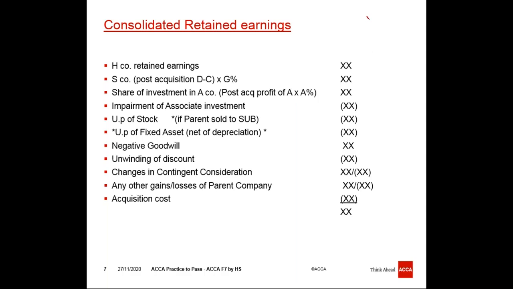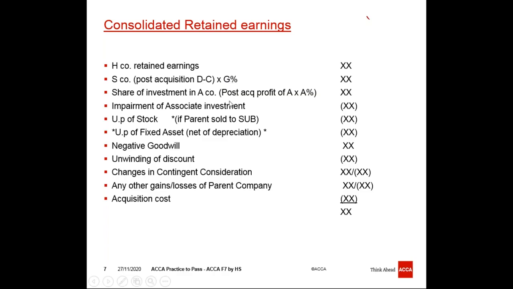So how do we calculate the overall retained earnings? Mostly the students are facing problems in the calculation of retained earnings and NCI. So that's why I'm giving you this format. If you follow this format, you will get the right answer in all the cases. So first we take the holding company's retained earnings, means the parent company's full retained earnings. Then the second thing is the subsidiary company's post acquisition, means D minus C into group percentage.